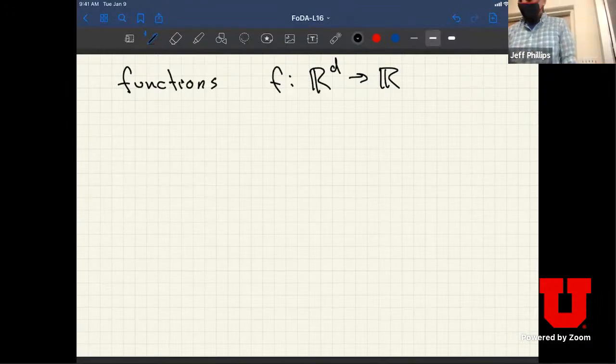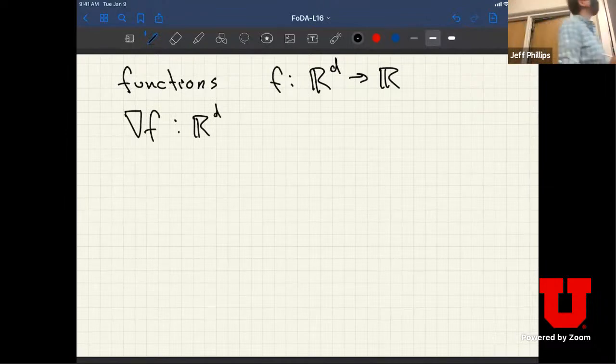And then we talked about the gradient of f. This is also a function that goes from R^d. So I evaluate this at any place, but the output of this function is also going to be in R^d, okay?